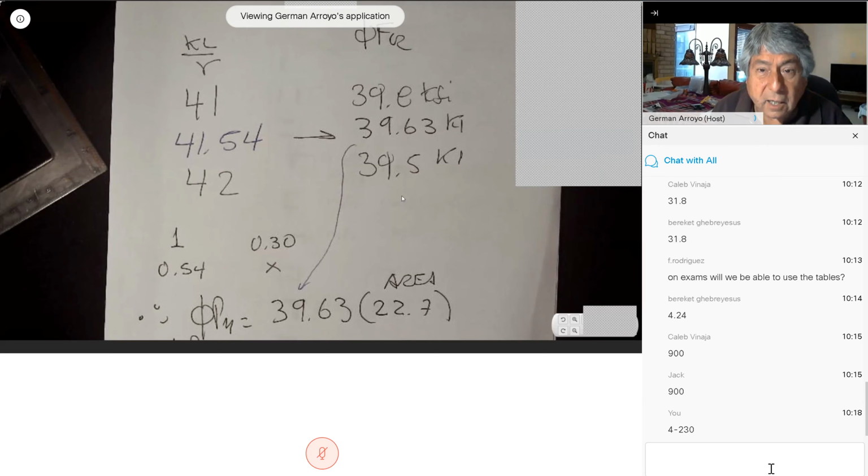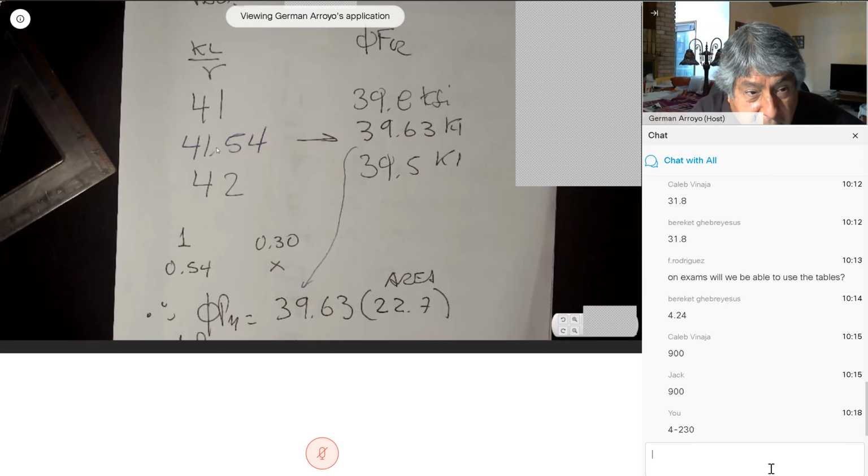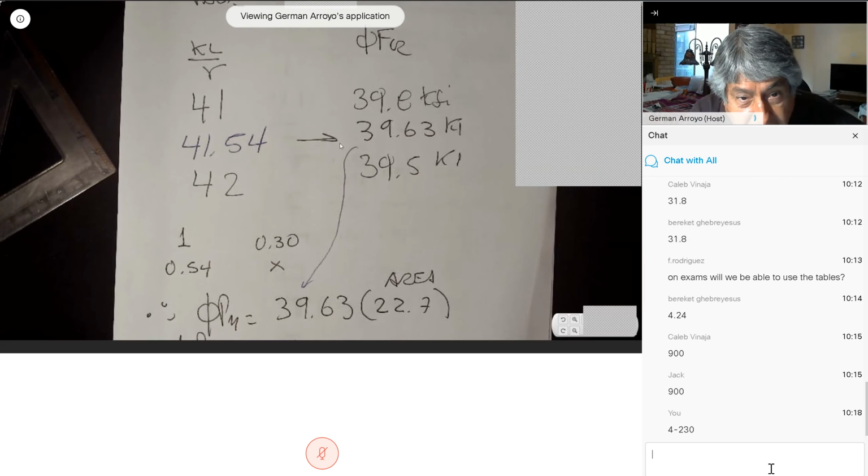And that's, Christian, that's the correct page. At the end of chapter 4, we had those tables. Most of the time, I'm going to tell you, go to the end of chapter 4. You know that I'm making reference to this table. So this 41.54, I had done the interpolation in here, and it gave me 39.63.